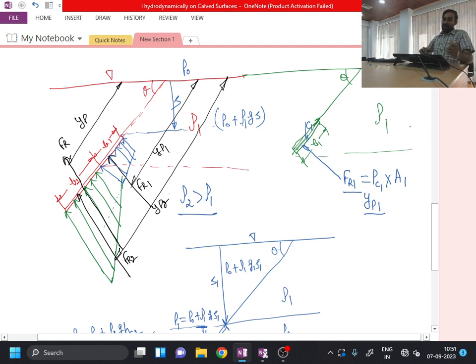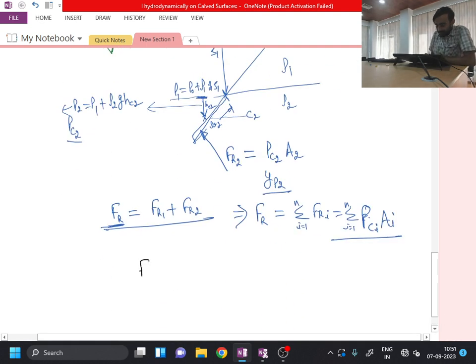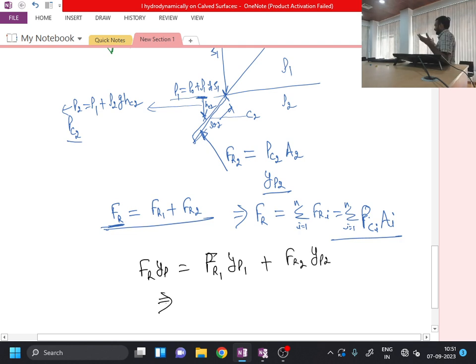Then what I can do now is take the moment about this point O, and my net resultant force should give the same amount of moment as the moment applied by the individual forces. Okay, so ultimately by taking the moment, I can say that Fr into Yp will be equal to Fr1 into Yp1 plus Fr2 into Yp2.